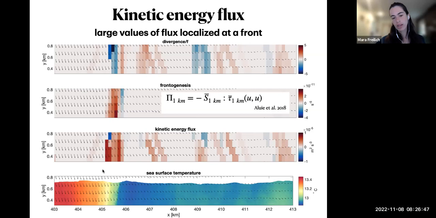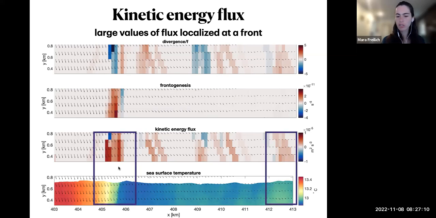And so positive values are a forward flux, so from 1 kilometer to smaller scales. Negative values are an inverse flux, so from scales of 1 kilometer to larger scales. And we see a largely positive flux of kinetic energy associated with the strong sea surface temperature flux. But there are also other features.